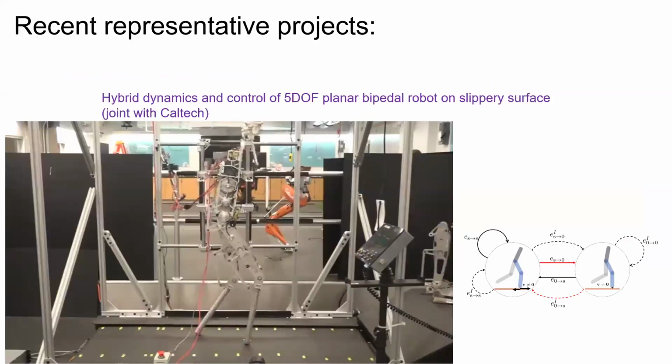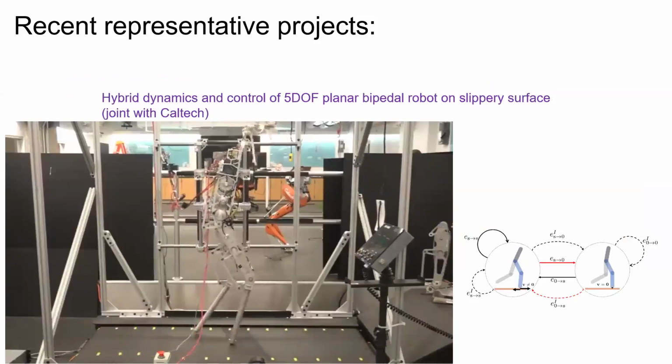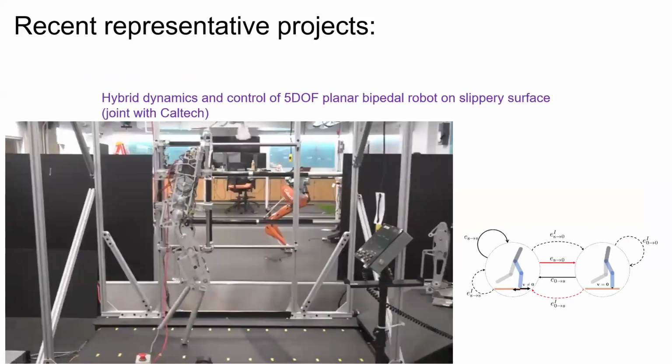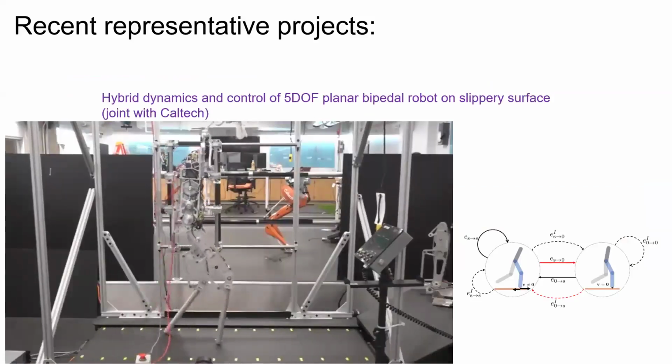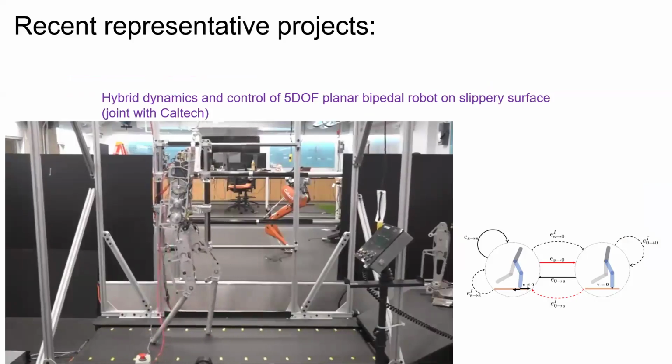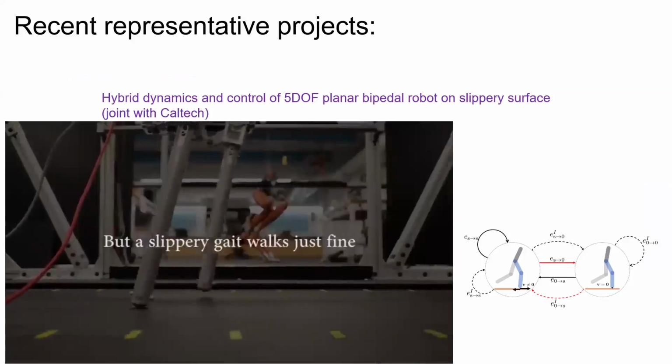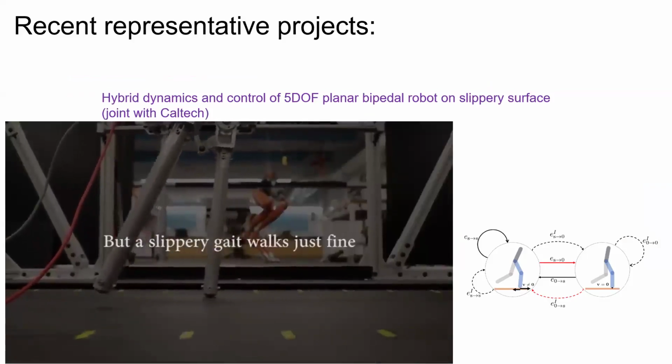Legged robots, a collaboration with Caltech, working on the treadmill. This is a very sophisticated robot, and the trick that we did is that we put oil, lubricant, on the treadmill, and the robot's existing algorithm just fails to walk. It is unable to complete a single step.